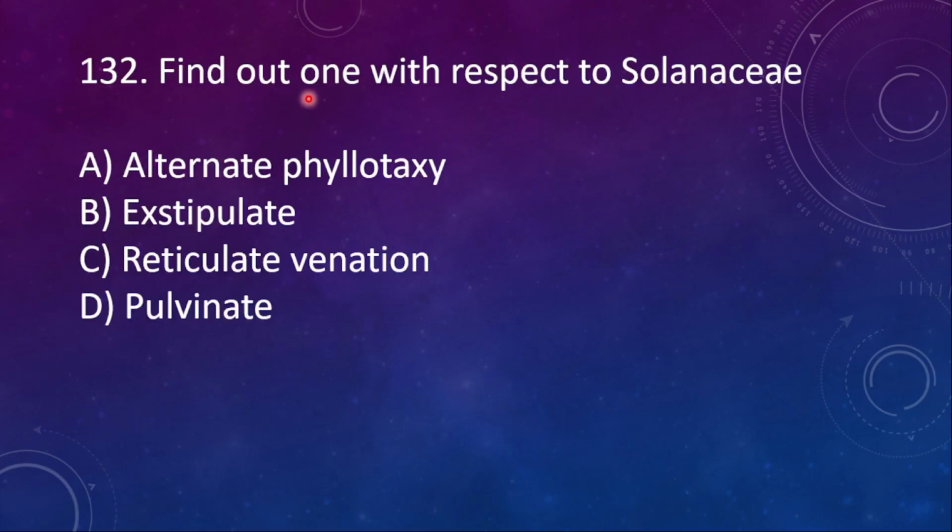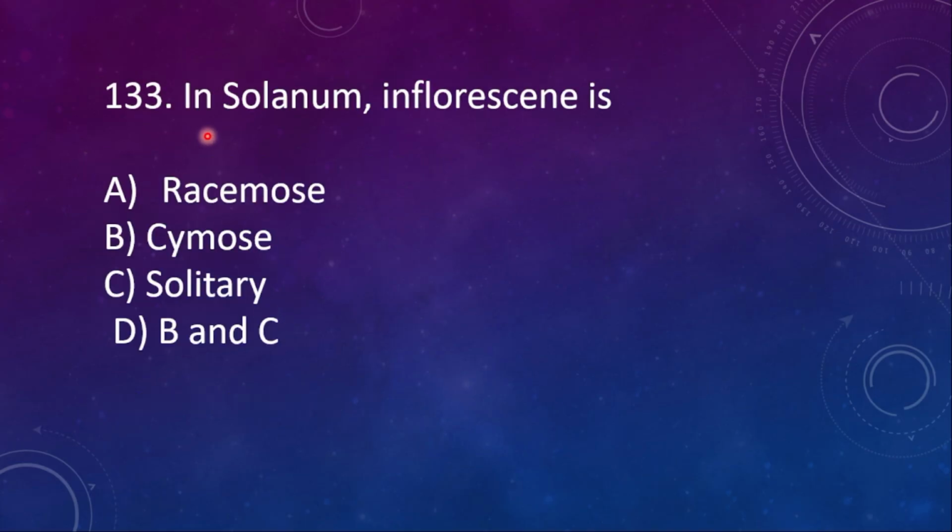132. Find the odd one with respect to Solanaceae. A. Alternate phyllotaxy, B. Exstipulate, C. Reticulate venation, D. Pulvinate. The odd one is pulvinate. 133. In Solanum, the inflorescence is option A. racemose, B. cymose, C. solitary, D. B and C. Here the right option is D, B and C.